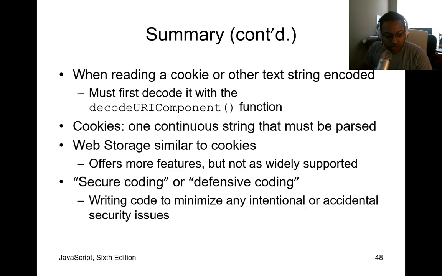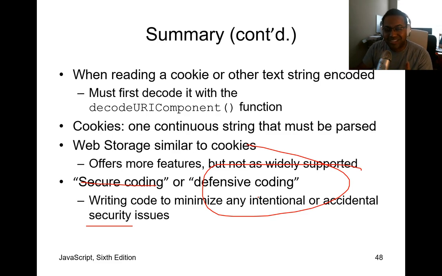Secure coding, or defensive coding: writing code to minimize any intentional or accidental security issues. Defensive coding I like because it doesn't objectify coding. It just tells you what you need to do. It's like defensive driving, right? Defensive driving doesn't objectify driving. It implies that the driver is a person who needs to be defensive. So when we say defensive coding, we're implying that the developer is the person who needs to code defensively, not that the code itself is a defense.